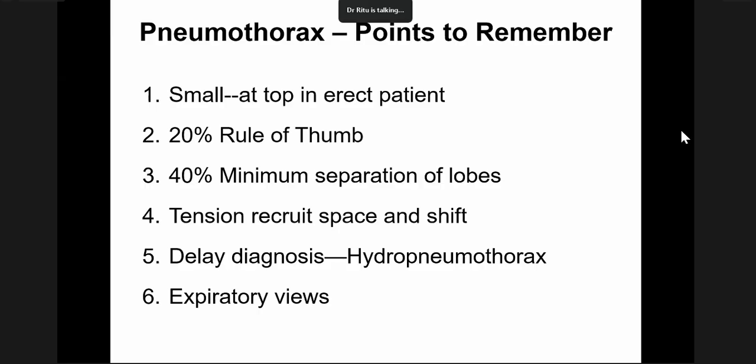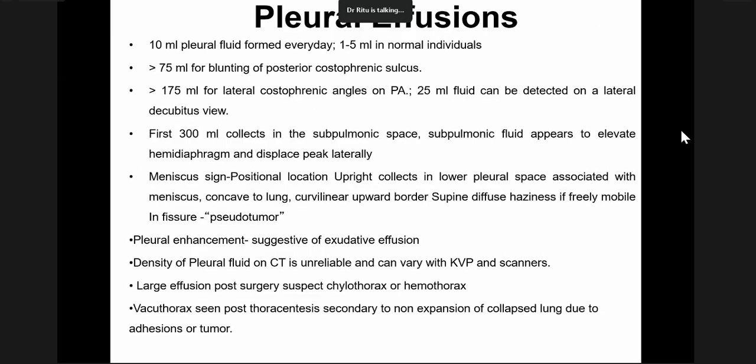And anytime a pneumothorax is there for more than 24 hours, the pleura will start secreting fluid and trying to fill up the empty space. And so it always becomes a hydropneumothorax. Anytime in doubt, do expiratory views to look at the pneumothorax.